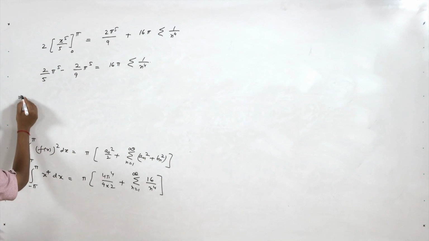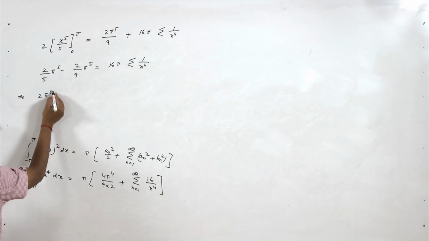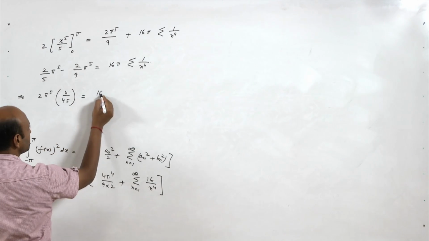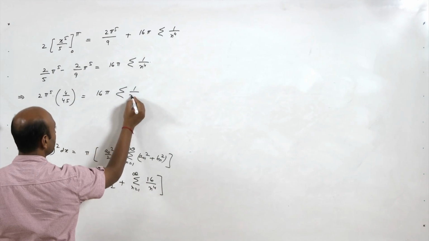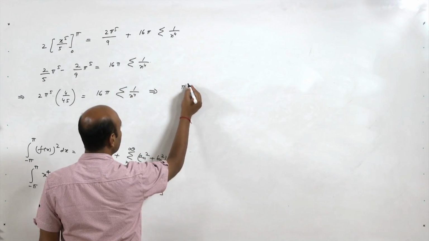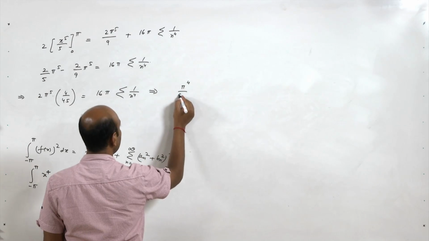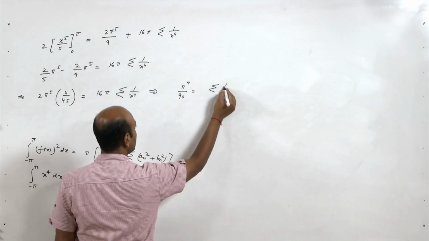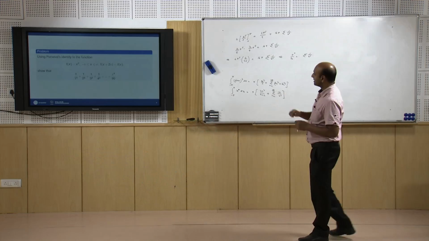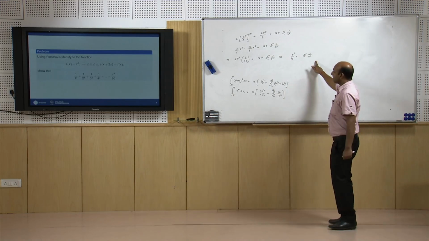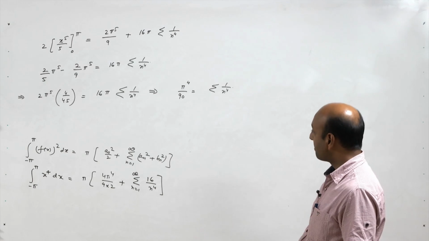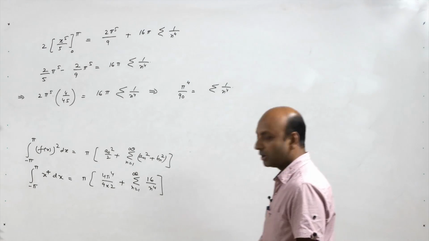So, this implies 2 is common. So, it is nothing but 4 upon 45, which equals 16 pi into summation 1 by n to the power 4. So, this implies pi to the power 4 upon 90 will be equal to summation 1 by n to the power 4. So, hence we have proved that summation 1 by n to the power 4 is nothing but pi to the power 4 upon 90. Okay. So, this is how we can apply the Parseval identity in this problem.